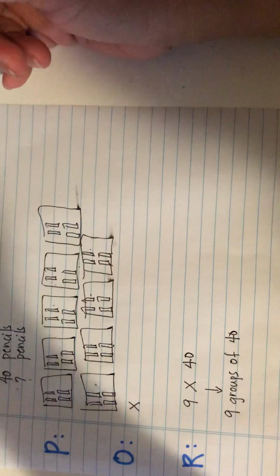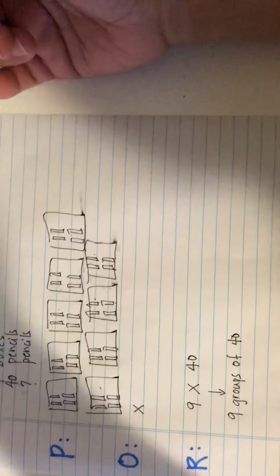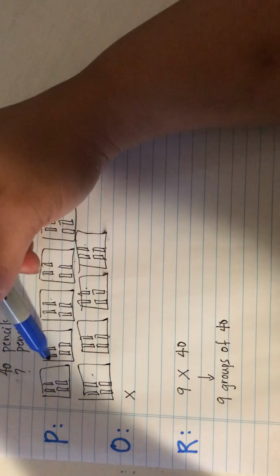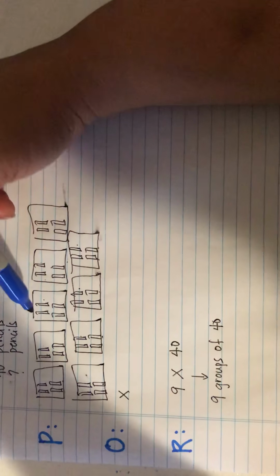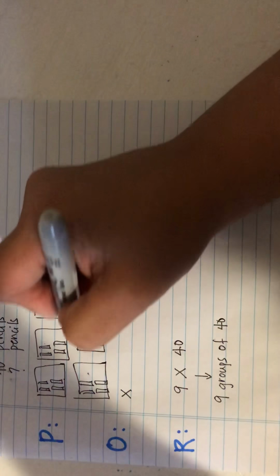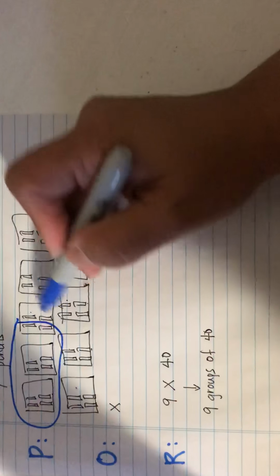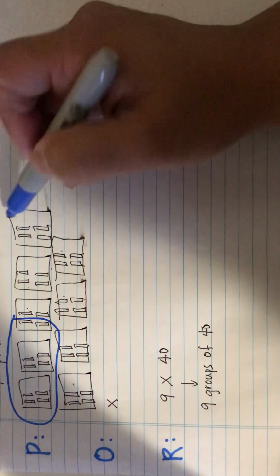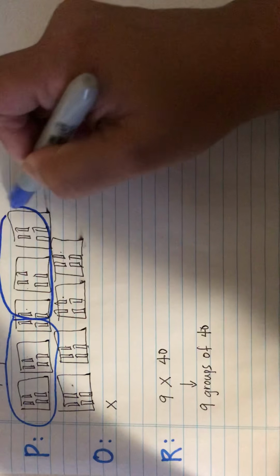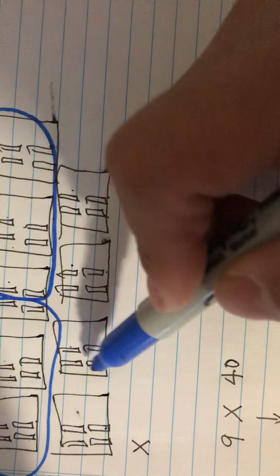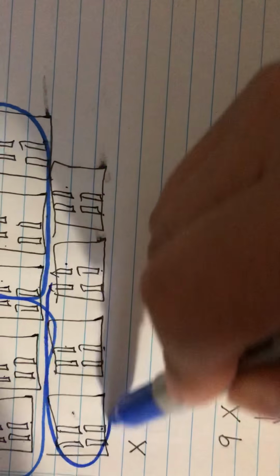Now, the easiest way to count here is you group them by hundreds. It's going to be easier to count. So that's 10, 20, 30, 40, 50, 60, 70, 80, 90, 100. That's my first 100. 10, 20, 30, 40, 50, 60, 70, 80, 90, 100. That's my other 100. Okay? Then I'll count this one again. 10 to 100. That's my other 100.